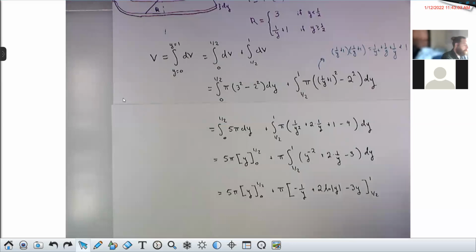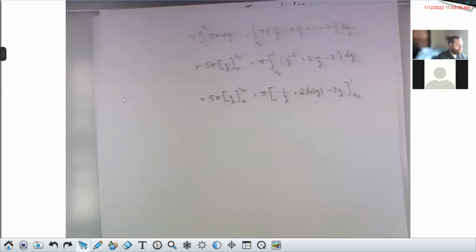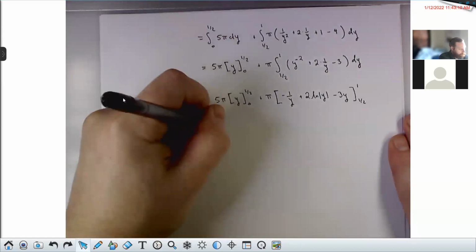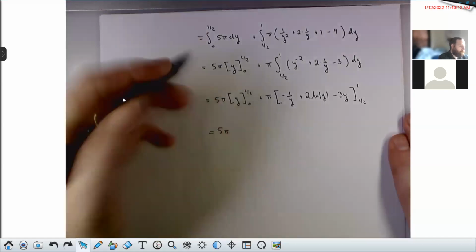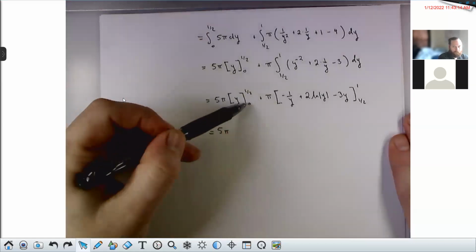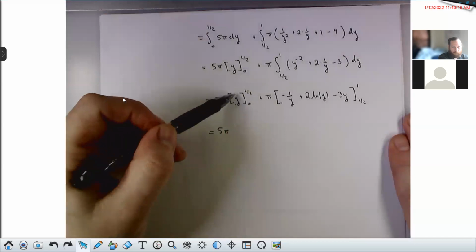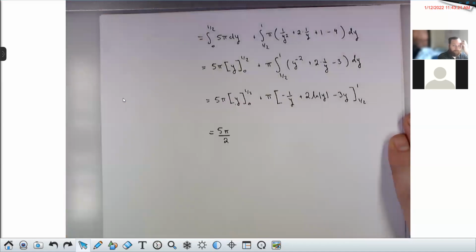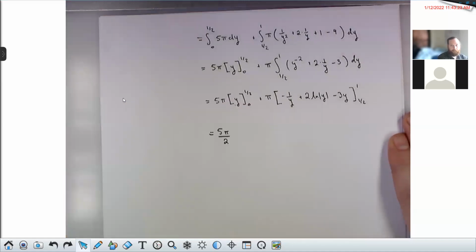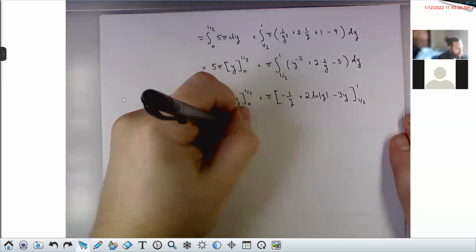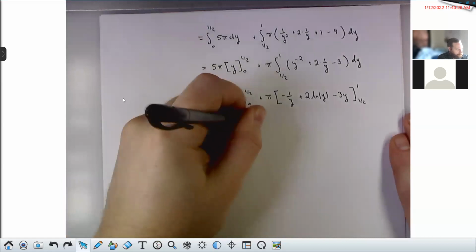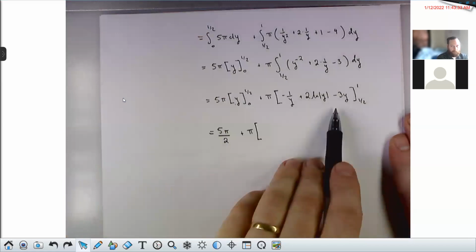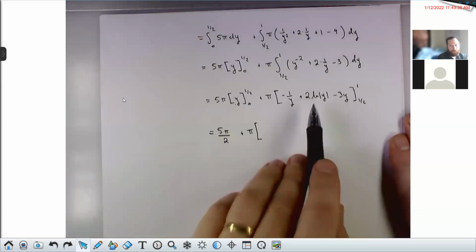Okay, we're going to continue from here. I evaluate each of these pieces between their bounds. 5 pi. When you plug in 1/2 here, you get 1/2, and you plug in 0 here, you get 0. So this is 1/2 minus 0, which is just 1/2. So that's going to be 5 pi over 2 plus pi times open big bracket. I'm going to plug in 1 here to everything, and then I'm going to plug in 1/2 here to everything and subtract the second from the first.